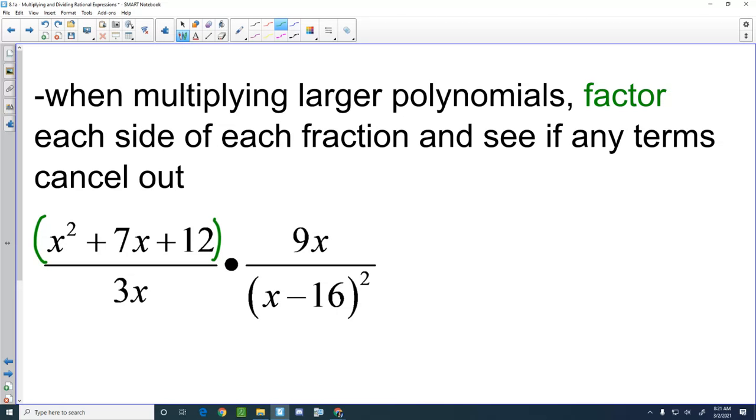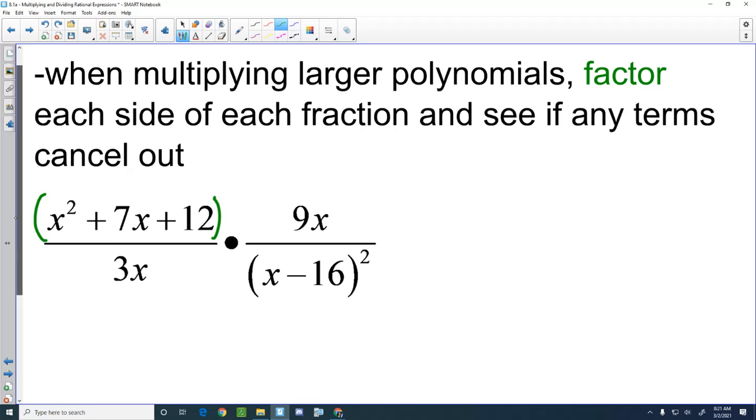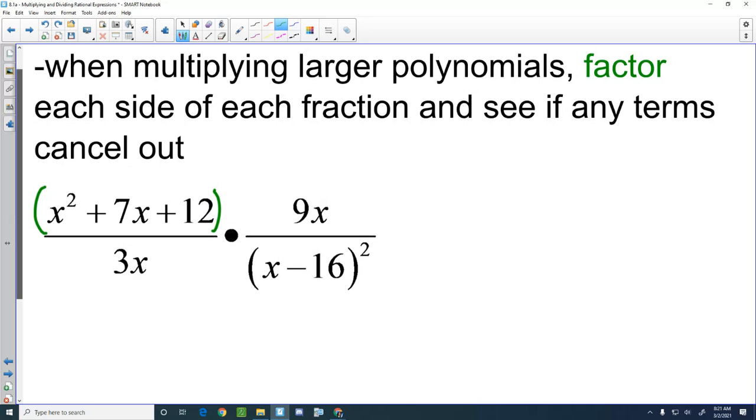But do you remember what we spent the first 40 minutes of class doing today? Factoring, breaking things down. And here's where it gets really, really cool. To make these a little bit easier, before you multiply anything together, factor everything you can. Factor, factor, factor. So this numerator here on the left, x squared plus 7x plus 12.